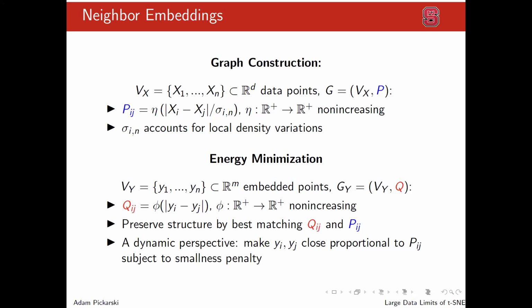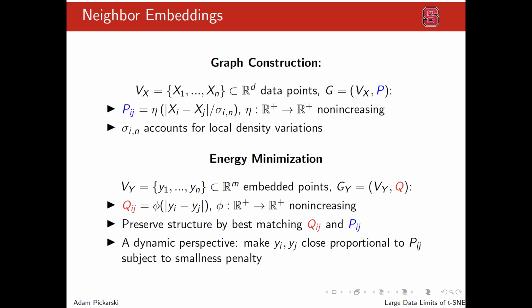Another perspective of this, which will be useful for us, is that matching edge weights is equivalent in some sense to saying, if I'm close in the high dimensional space, or if I'm related in the high dimensional space, I want to bring the two points in the low dimensional space together, subject to some overall smallness penalty. The smallness penalty is crucial, right? Because if I just have to bring things together with no smallness penalty, then the minimizer is going to be a single point. Everything is just going to collapse on top of each other. So you really need the smallness penalty to get some non-degenerate visualizations.